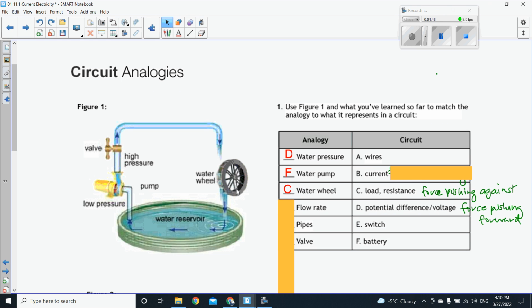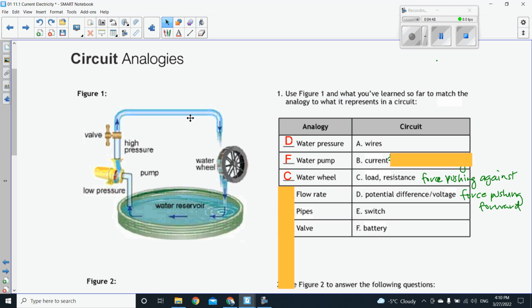Okay, the flow rate. So when we think about how much water is flowing and at what speed it's flowing, that is the flow rate. And the flow rate can be likened to the current.